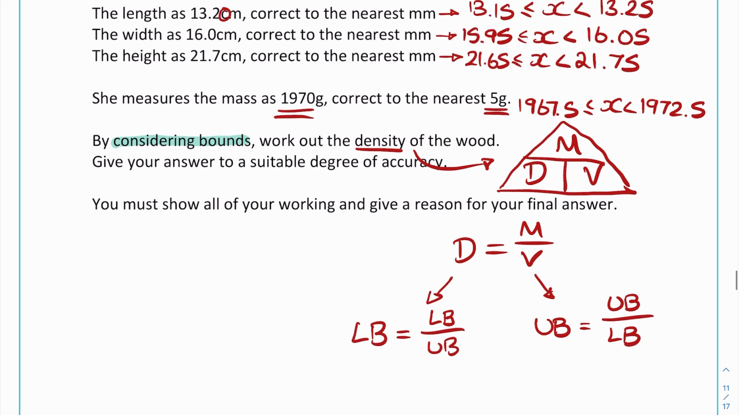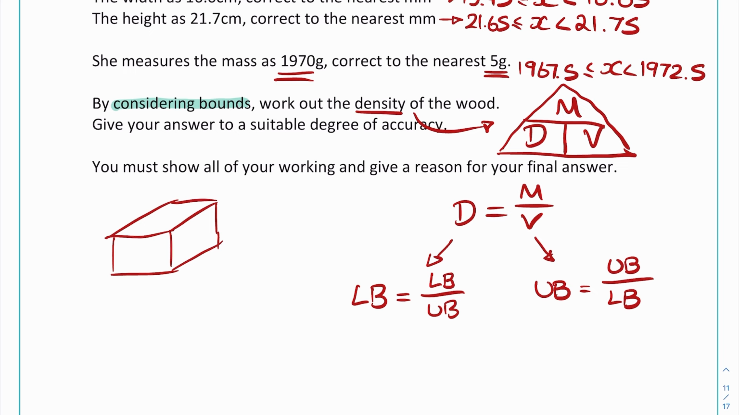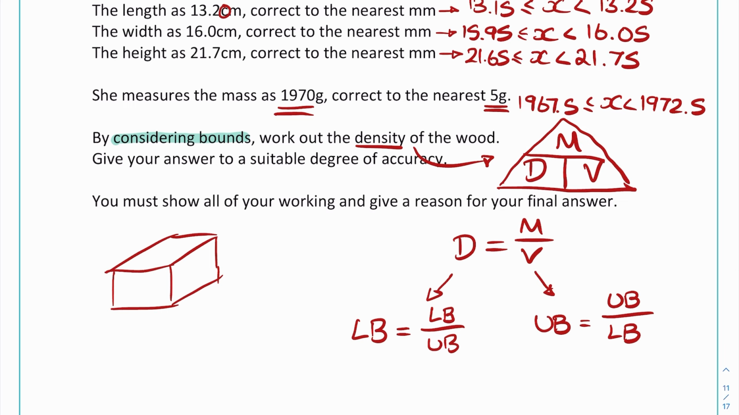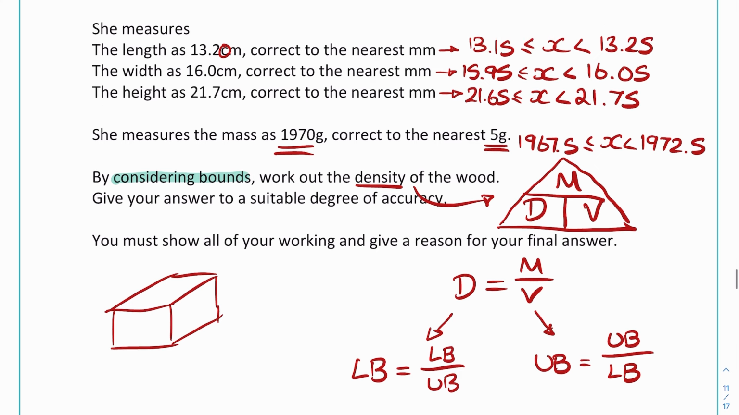So with a cuboid, we know that the volume is relatively easy to find. You just multiply the three numbers together. Obviously, just thinking about a cuboid, you can always sketch one if it makes you feel better or you like to visualize it, and then label all those lengths on there. I'm not going to label them all on. And we're going to divide that into the mass. So we want to make sure we're picking the right numbers. So if we start with the lower bound, then we want the lower bound of the mass. So up here that's 1967.5. And the upper bound of the volume, which is going to be these three numbers multiplied together.